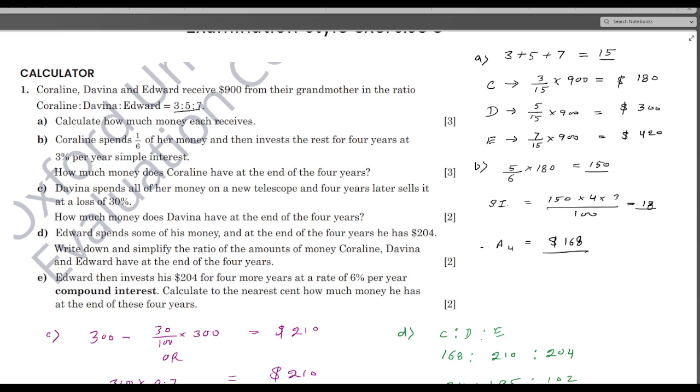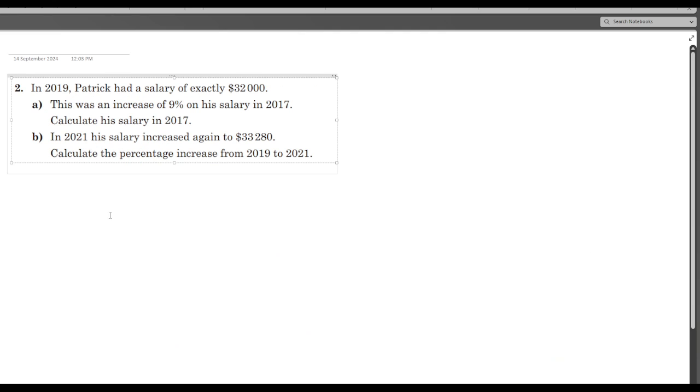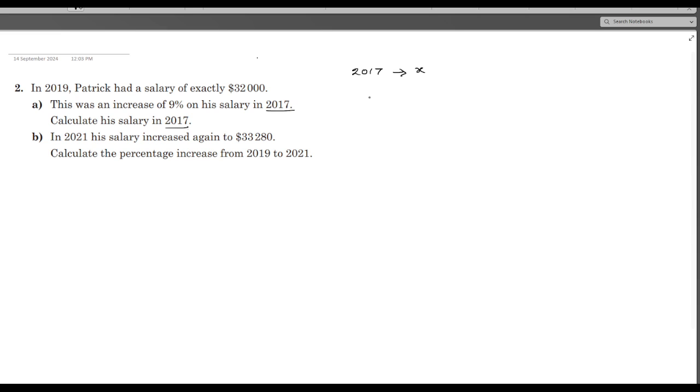Okay, so next question. In 2019, Patrick had a salary of exactly $32,000. This was an increase of 9% on his salary in 2017. Calculate his salary in 2017. So let us consider that in 2017 the salary is X. Then 9% more is 1.09. 1.09 of X is equal to 32,000. Okay, this is his salary in 2019.